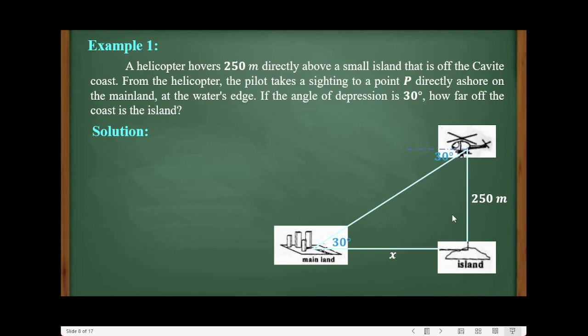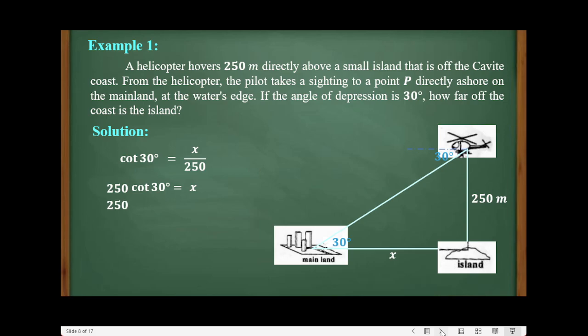Of course, according to the problem, the elevation of the helicopter is 250 meters directly above this island. Okay? The small island. So with those given parts from this right triangle, we can now solve for x by using what? The cotangent of 30 degrees. Why cotangent? Because that is adjacent over the opposite. So that is x over 250. And from here, we can solve for x, which is now equal to 250 times the value of cotangent 30 degrees.